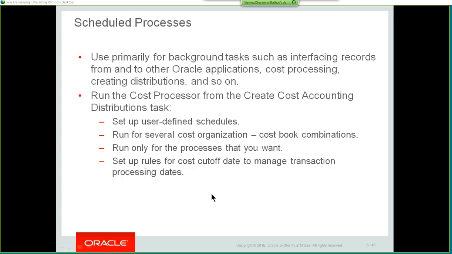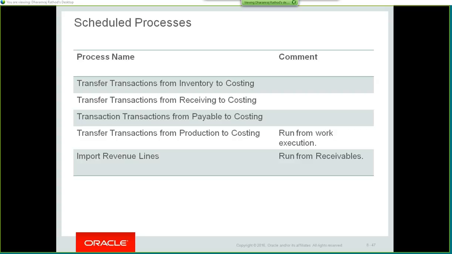And there are certain scheduled processes which we would run as we go along. I will show that to you when I go over the UI in some time. So just keep this in mind. Some of these ESS jobs transfer transactions from inventory to costing. It will pull all your shipping transactions, receiving transactions, and inventory transactions to the costing. You'll have receiving to costing, which will get your receipt transactions. You will have your payables to costing, which will get your payable invoices.